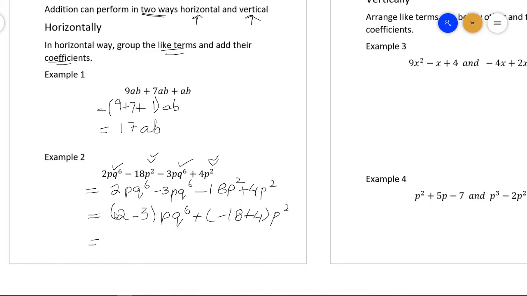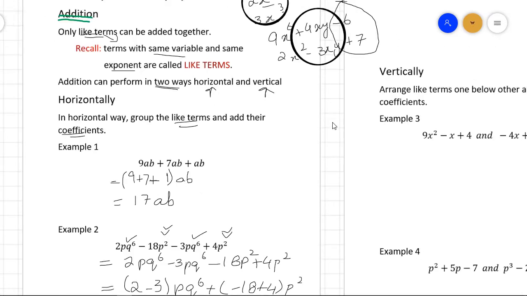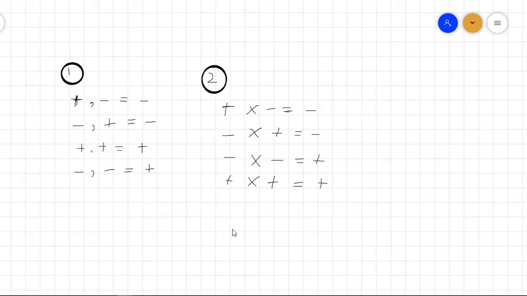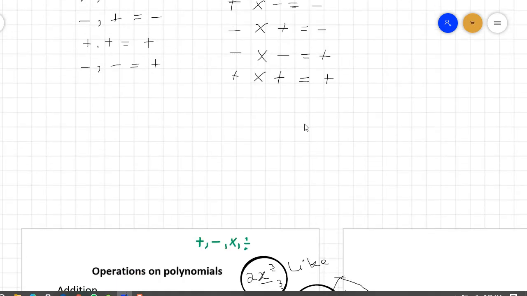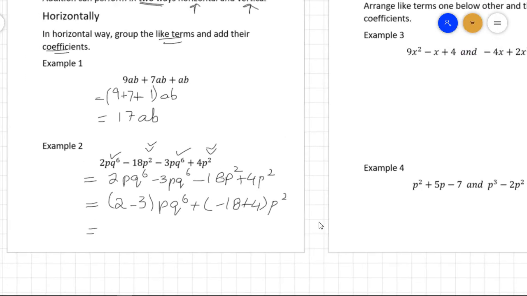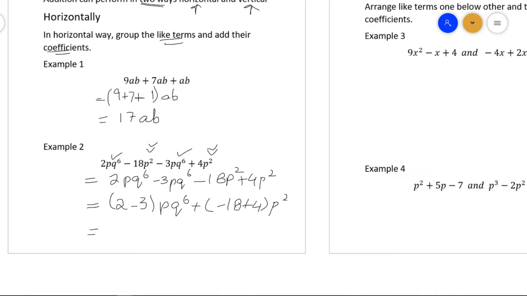Now we have to add a positive term and a negative term. So between a positive term and a negative term, we have to subtract. Simply remember that if the signs are different, if the nature of the terms is different, then subtract them, and if the nature is the same, then add them. As the nature is different, we will subtract them.